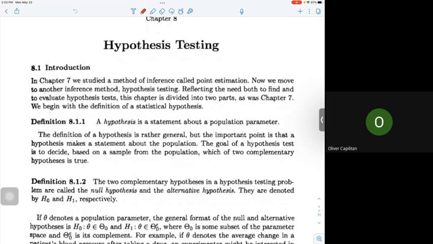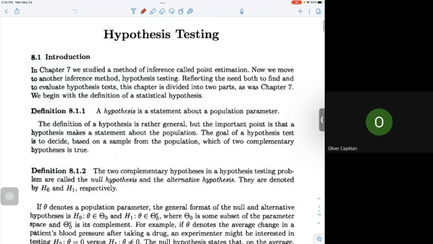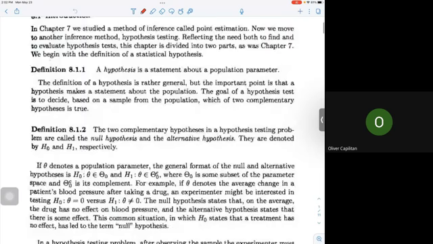A hypothesis is a statement about a population parameter. In other words, a hypothesis makes a statement about the population. The goal of a hypothesis test is to decide, based on the information that we get from the sample from the population, which of these two complementary hypotheses is true. The first one is called the null hypothesis, and the other one is called the alternative hypothesis, and they are denoted as H sub 0 and H sub 1 respectively.